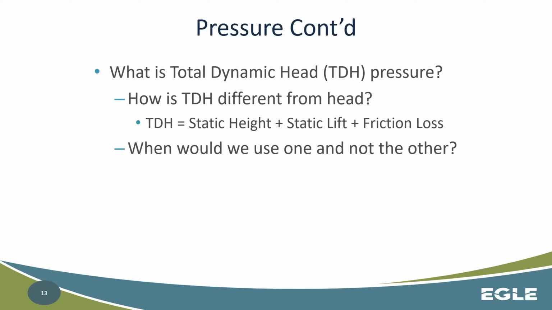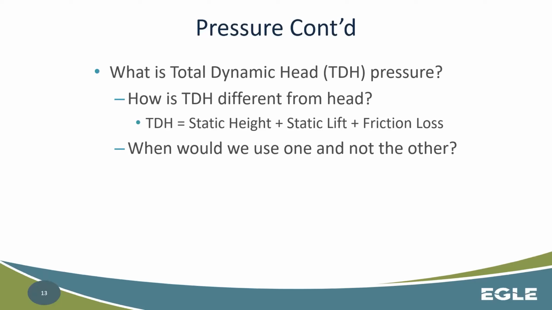Which is referred to as the static lift. So your static height is where you want to take the water from, and frictional losses is any energy loss due to friction in that pipe. So this dictates how much total dynamic head one must have.